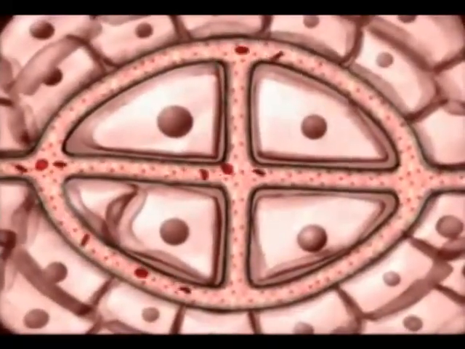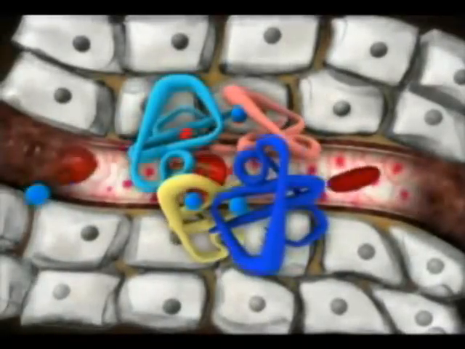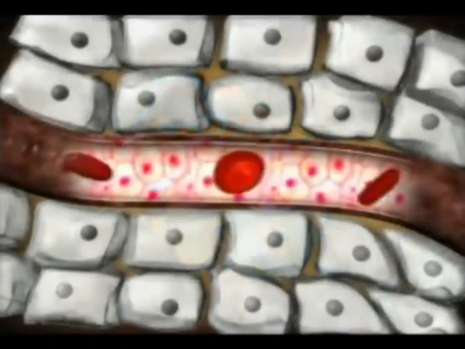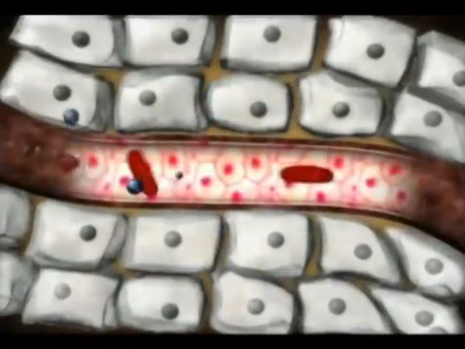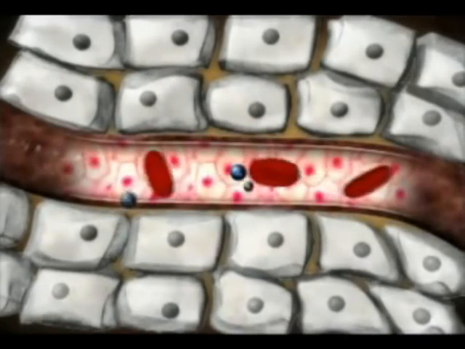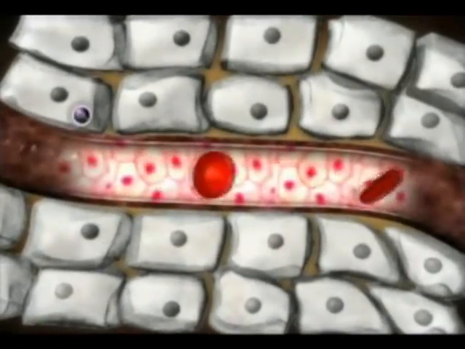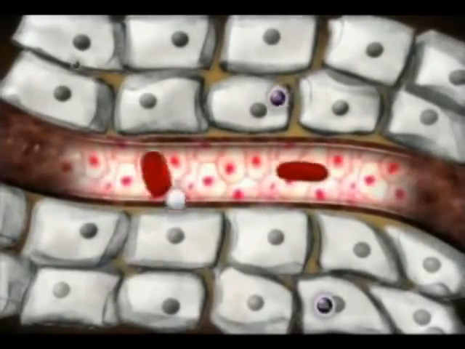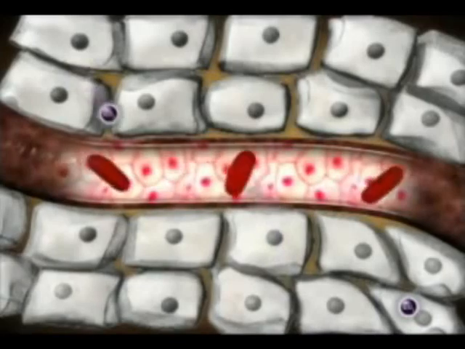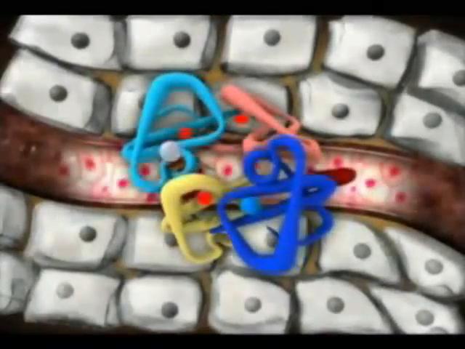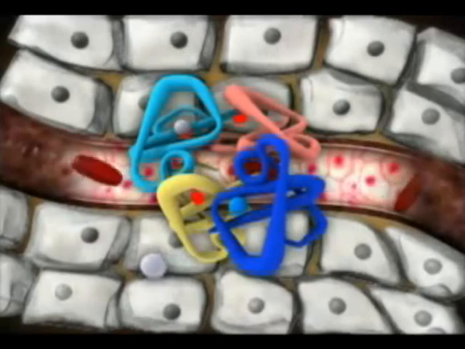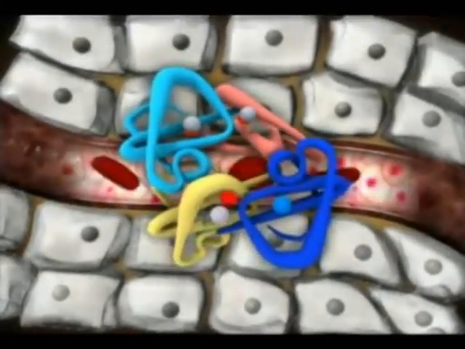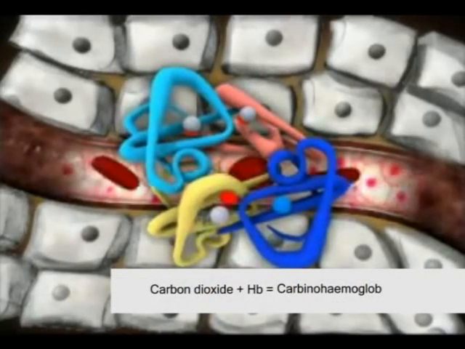Oxyhemoglobin releases oxygen to the tissues, which use it during respiration, and carbon dioxide is released. Now, when the tissues have a higher concentration of carbon dioxide than the blood in the capillaries, the carbon dioxide diffuses from the tissue cells across the membranes of the capillaries into the blood. Some carbon dioxide dissolves in the plasma as well to form carbonic acid, and some of the gas combines with hemoglobin to form carbinohemoglobin.